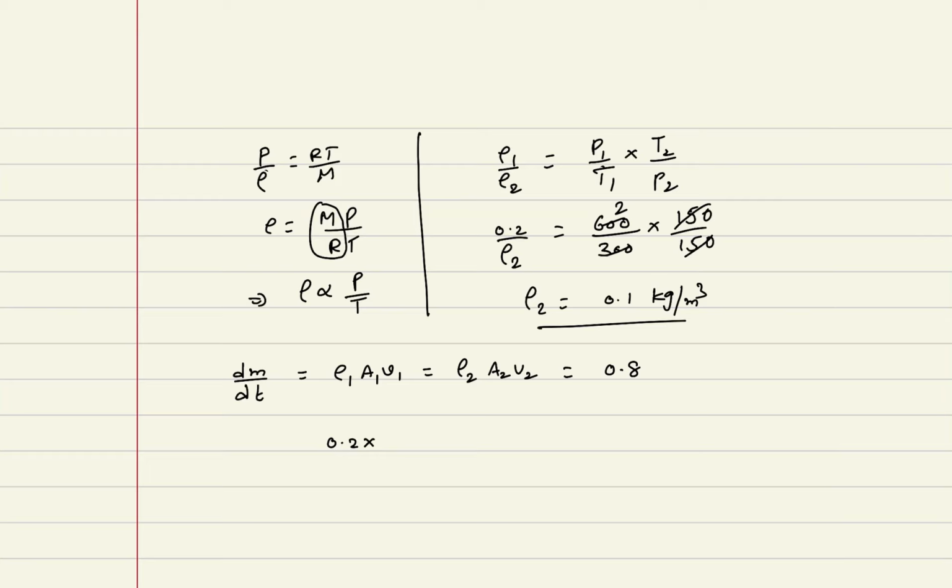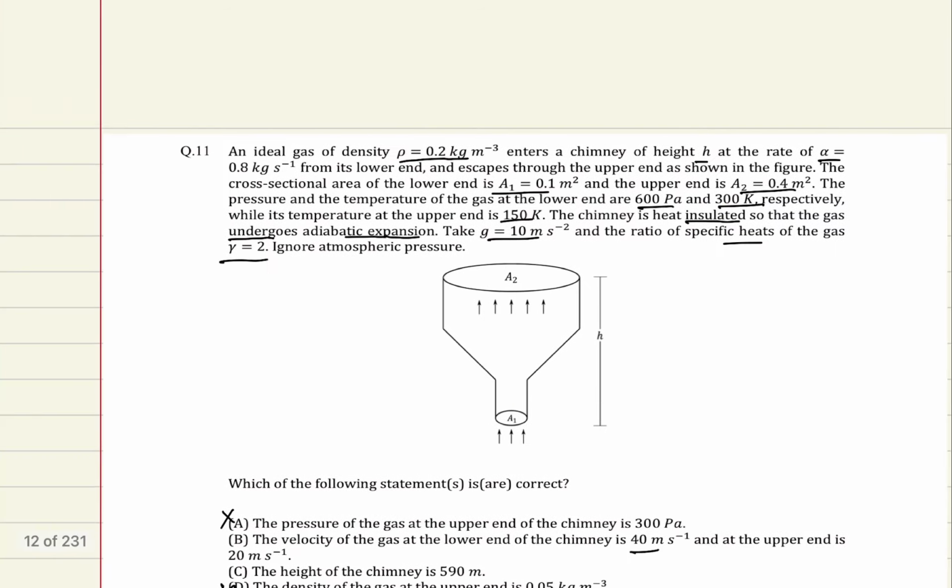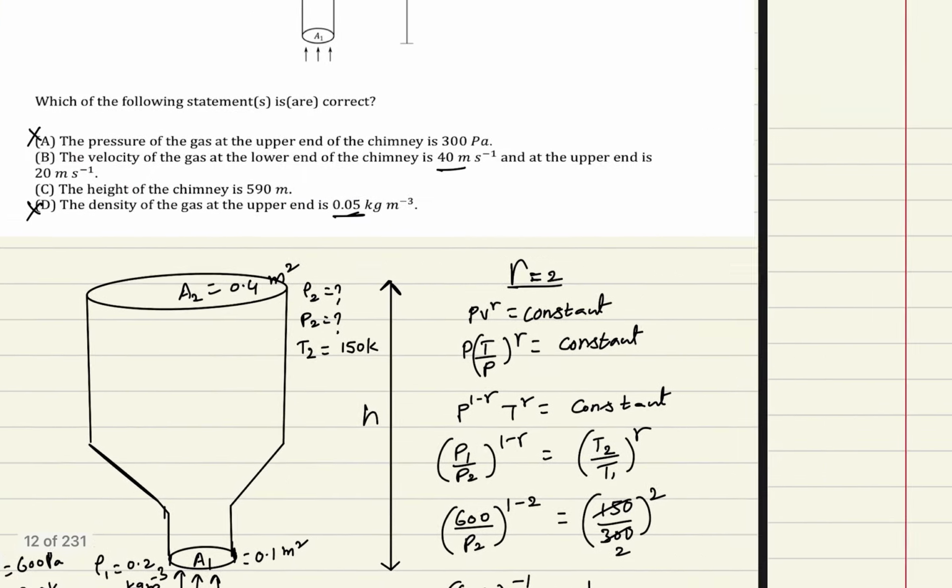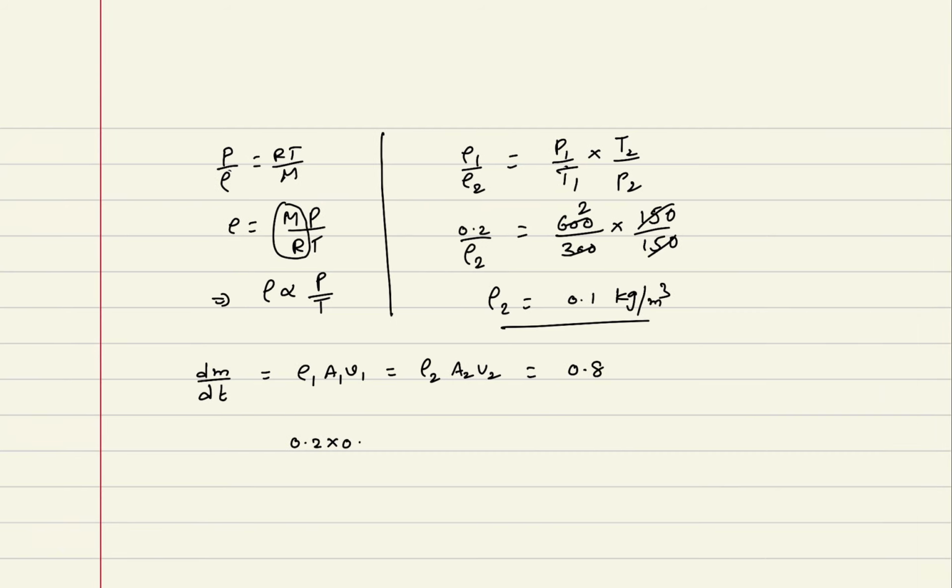Rho 1 value is 0.2, a1 value is 0.1, and rho 1 a1 v1 is equal to 0.8. If we substitute that, we get v1 is equal to 0.8 divided by 0.2 into 0.1. We'll get 40 meters per second.